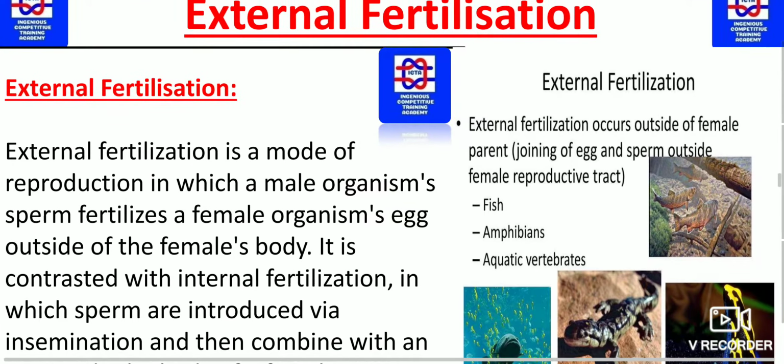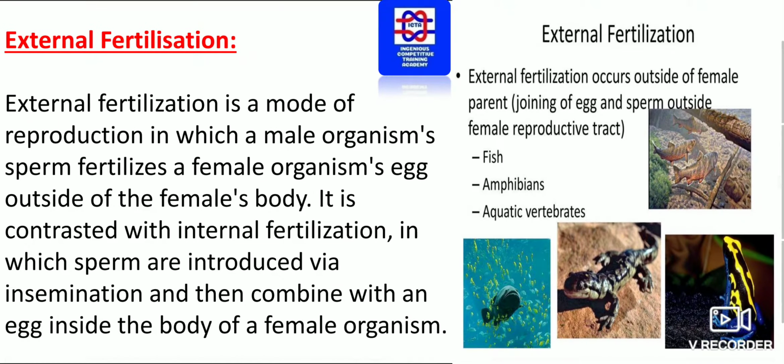So here, external fertilization you should remember. There are various types of fertilization, internal and external. Initially we will discuss external fertilization. It's a mode of reproduction in which a male organism's sperm fertilizes a female organism's egg outside the female's body.